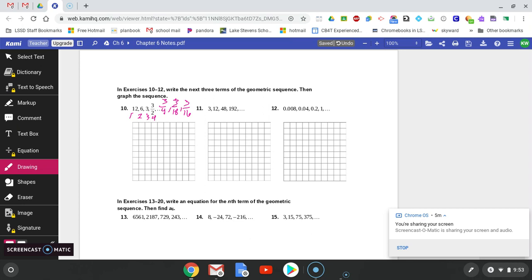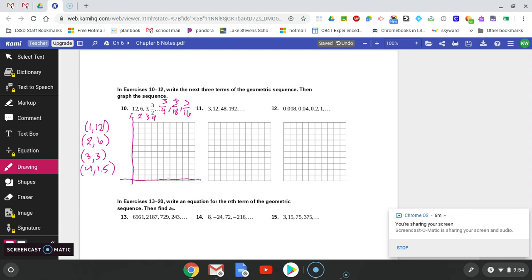So this first coordinate point is going to be 1, 12, because it's the first term and 12 is the number. The second coordinate point is going to be 2, 6, because it's the second term and its number is 6. The next one's going to be 3, 3, and then I would have 4, 3/2, which is the same thing as 1.5 if that's easier for you to graph, and so forth. So we can take a look at what this graph would look like.